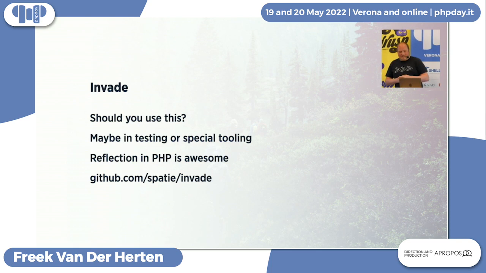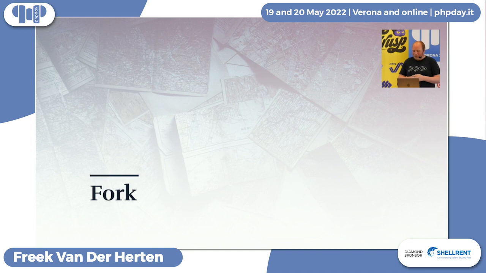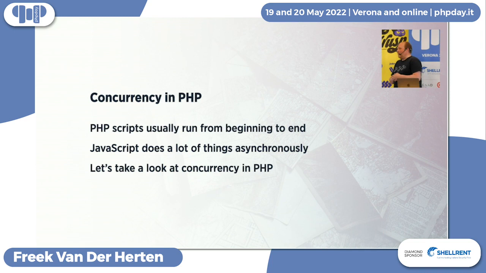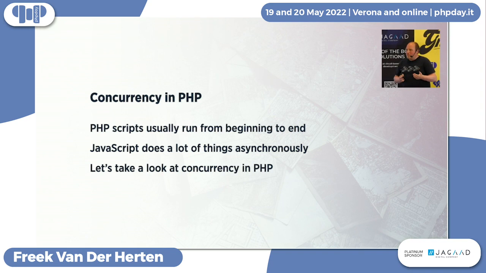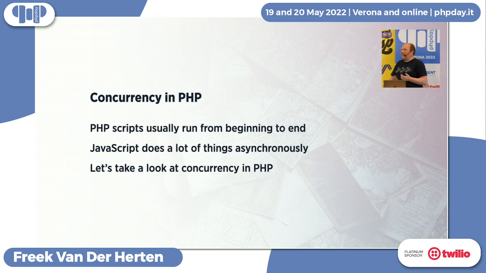Okay, next up, fork. So let's talk a little bit about concurrency in PHP. Probably for most of the stuff that you work on, you create scripts, and they usually run from the beginning to the end. But in other languages, this isn't always the case. In JavaScript, a lot of things happen asynchronously. So let's take a look at how we can do this in PHP.